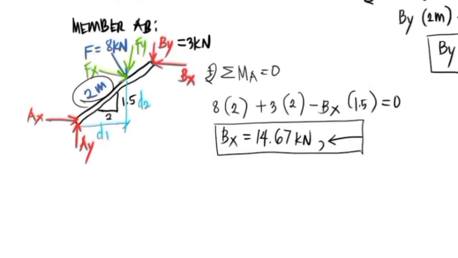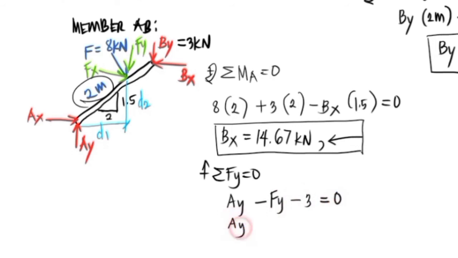In order for us to solve for the value of the reaction AY, what we have to do is to summate forces vertical is equal to 0. So summation of forces vertical is equal to 0, taking the upward direction as positive. So we have here AY minus the component of the 8 kilonewton, that's Fy, minus By, which is 3 kilonewton, is equal to 0, since tatlo lang naman sila yung vertical forces. And that would give us AY minus 8 kilonewton.